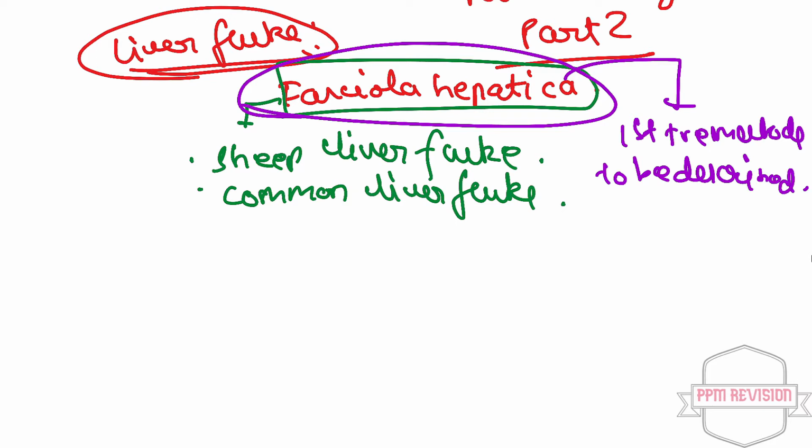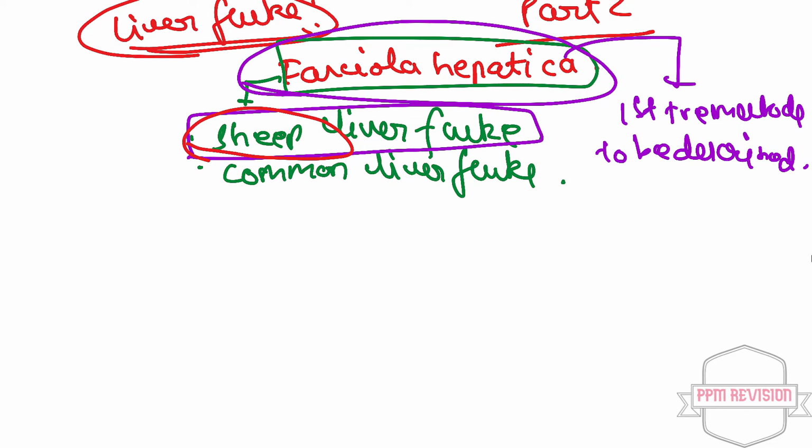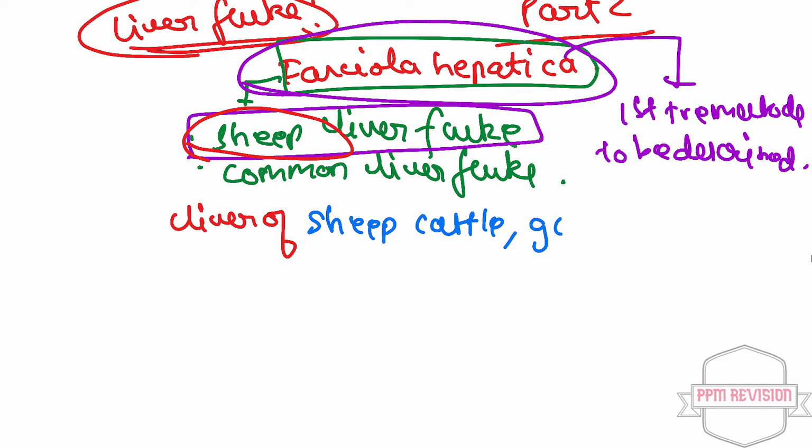And now moving ahead, it is mainly present as a sheep liver fluke. The name suggests it is present in sheep growing countries, and they can live in the liver of sheep, cattle, goat, and man.